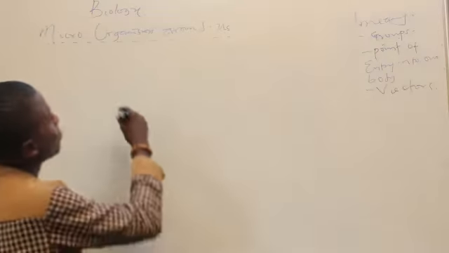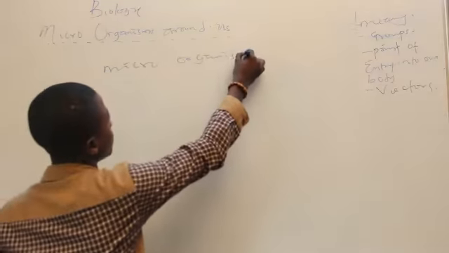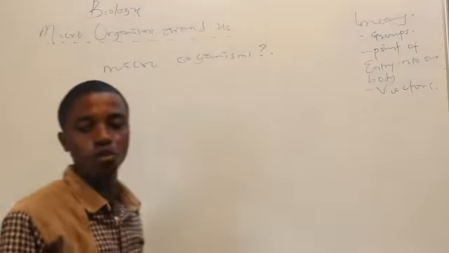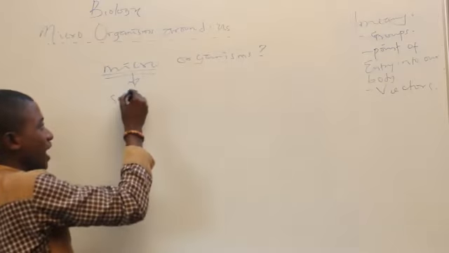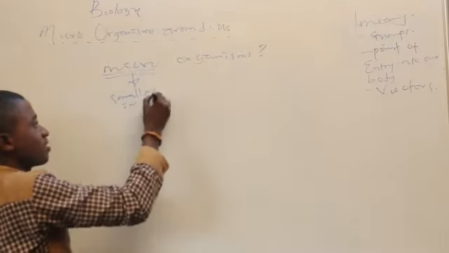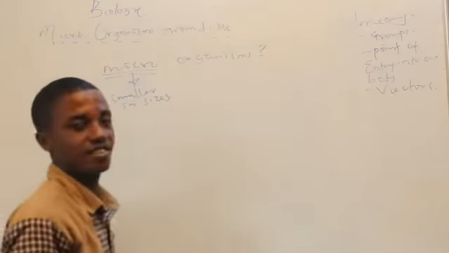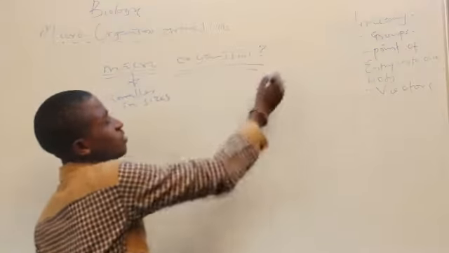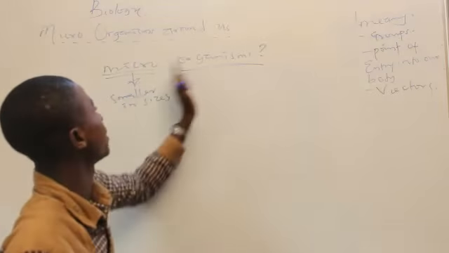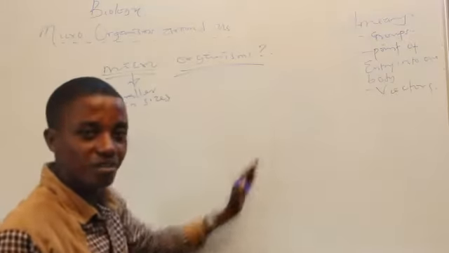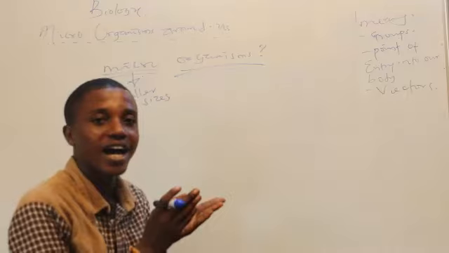Now, what are microorganisms? The word micro talks about organisms that are smaller in size. Organisms talks about those entities that have life in them. And so we say microorganisms are smaller organisms. To a layman, it is safe to say that microorganisms are organisms that are smaller in size.